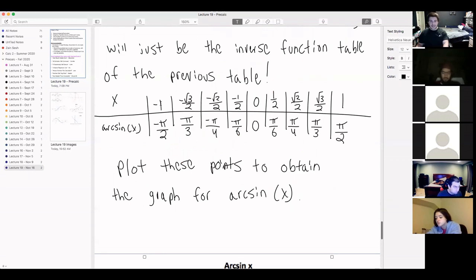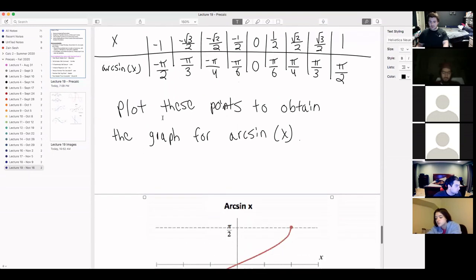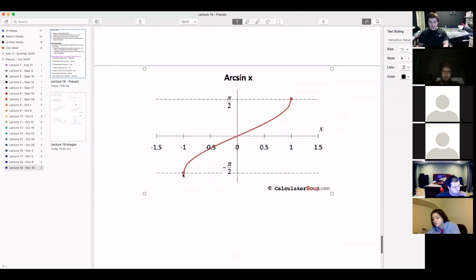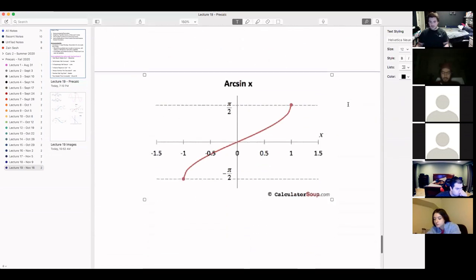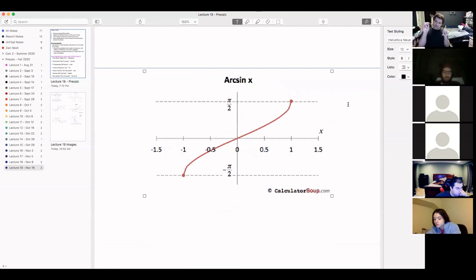So for instance, -1 comma -π/2, that will be 1 point on this graph. And yeah, here it is. It's this leftmost point. And the rightmost point will be 1 comma π/2. And that is indeed on our function table. So this is arc sine of x. It's just this arc, okay? This does not extend to infinity, okay? It's just this little piece.